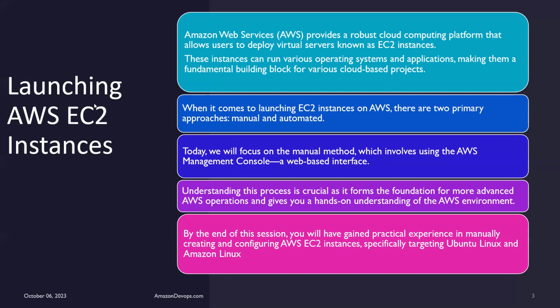So when it comes to launching an EC2 instance on AWS, there are two ways we can do it. We can either go manually or we can use the automated way. Today, we are going to focus on the manual method. And that is going to involve us creating an account and going on the AWS Management Console, which is usually accessible through the web browser, and provisioning the resource we want manually.